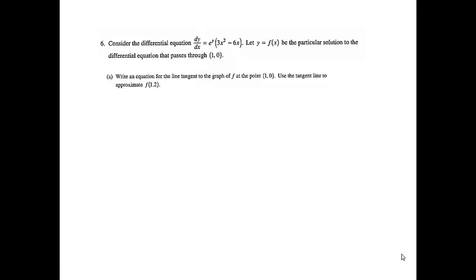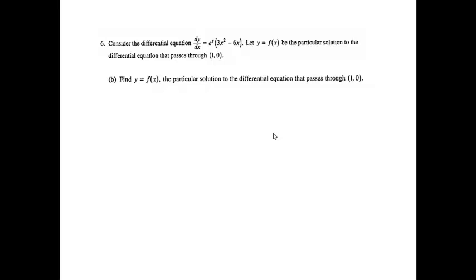Okay, number 6, consider the differential equation dy/dx equals e^y times the quantity 3x² minus 6x. Let y equal f(x) be the particular solution to the differential equation that passes through (1, 0). Right, the one thing that I like to do as soon as I see a differential equation, I'm assuming that there's going to be one part that I am going to have to cross multiply.